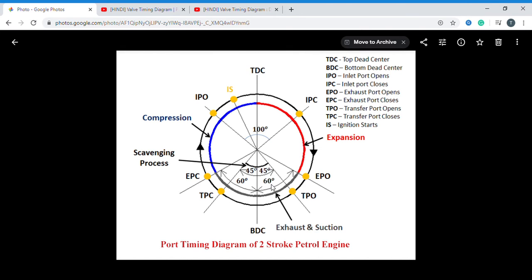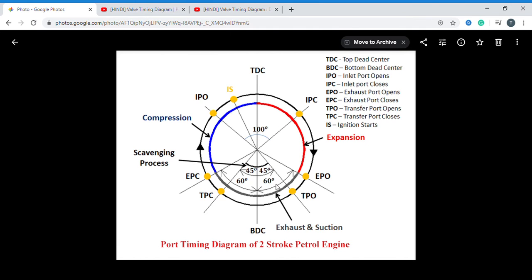Once you observe here, the point is, this is the angle 60 degrees. When this angle is 60 degrees, here also for the inlet port, this is also from TDC, means how much? 60 degrees. Okay, so this is also 60 degrees. So the inlet port opens before TDC by 60 degrees, and the inlet port closes after TDC by 60 degrees. So here 60 degrees and 60 degrees.